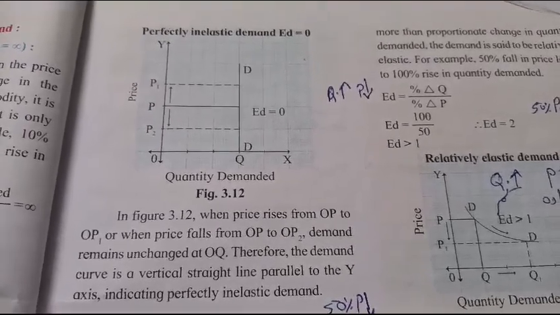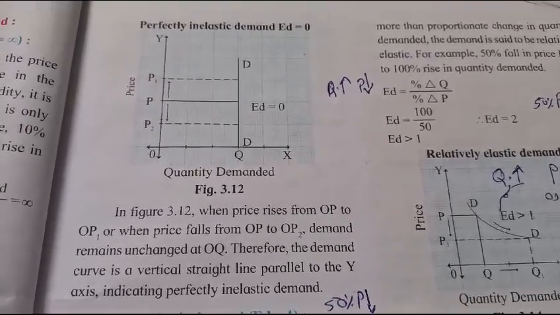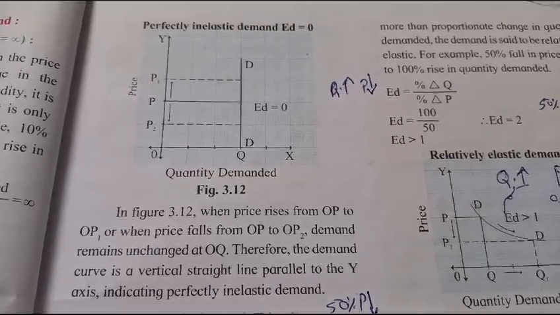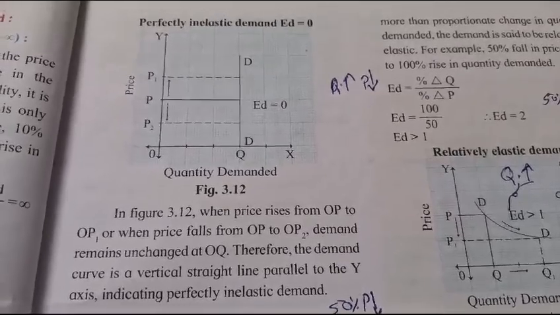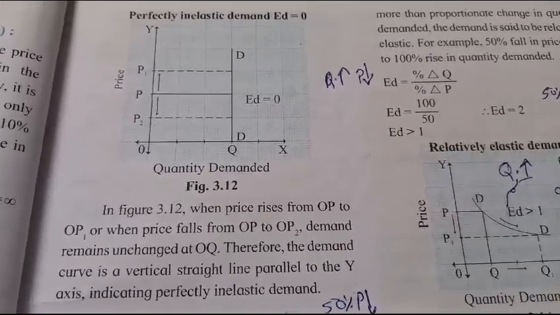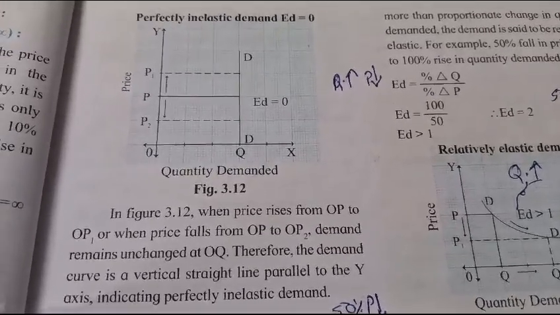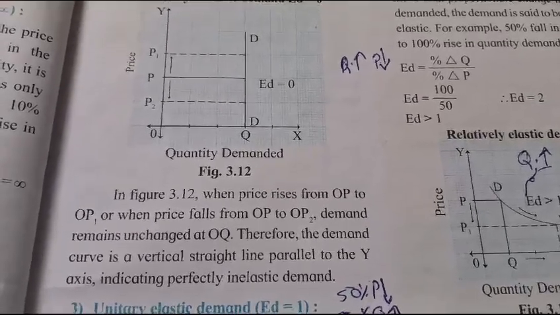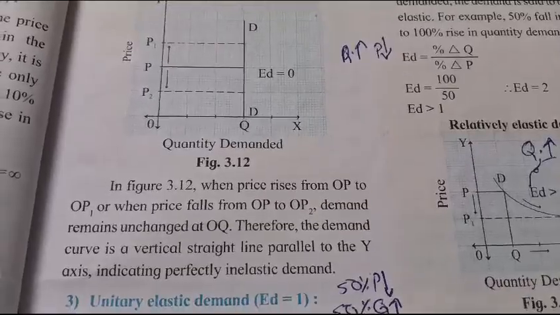In figure 3.12, where price rises from OP to OP1 or when price falls from OP to OP2, demand remains unchanged at OQ. Therefore, the demand curve is a vertical straight line parallel to the y-axis, indicating perfectly inelastic demand.